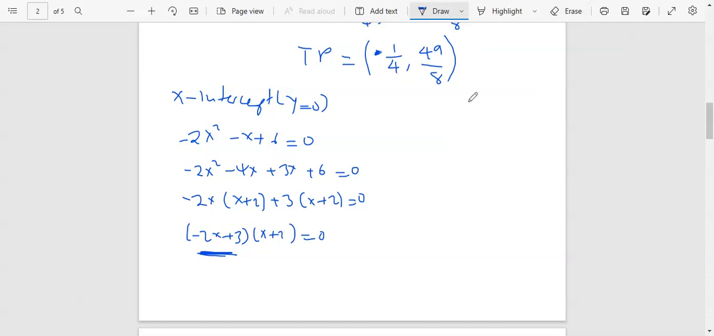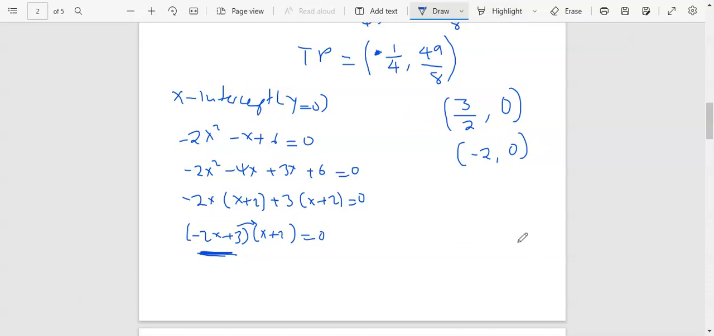So this will give us positive 3 over 2, not negative 3 over 2. So that will be 3 over 2 comma 0 and negative 2 comma 0. If this 3 goes the other side, it will become negative. So we're going to have negative 2x is equal to negative 3. So you get a positive value.